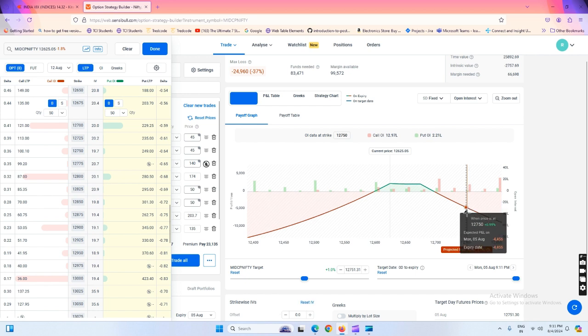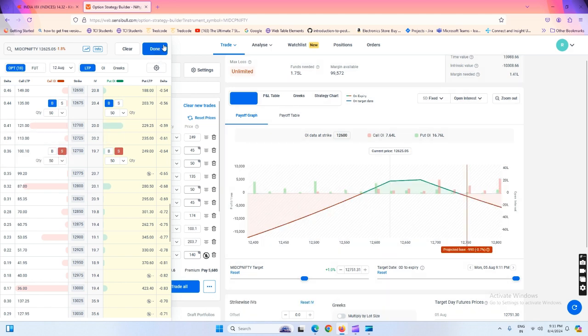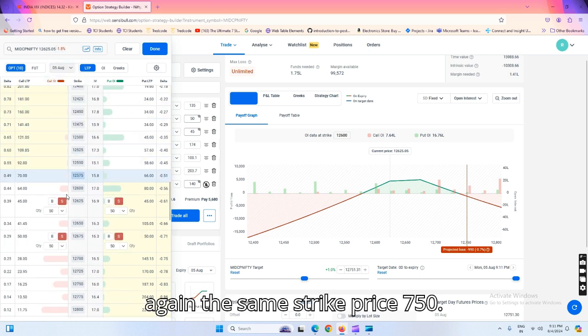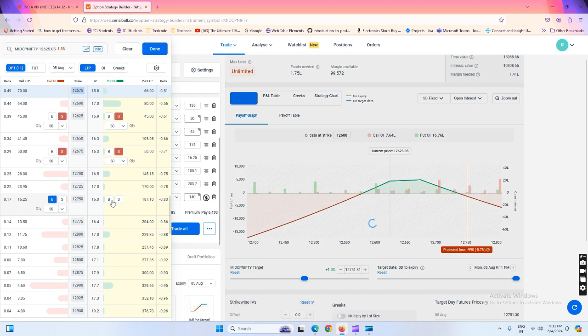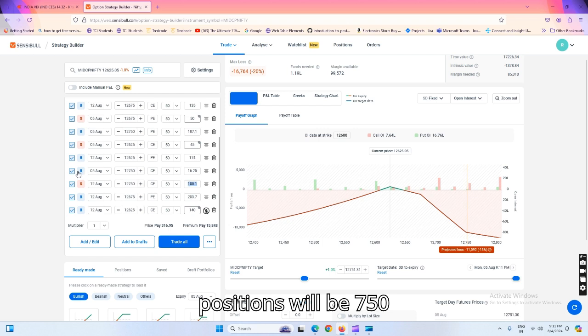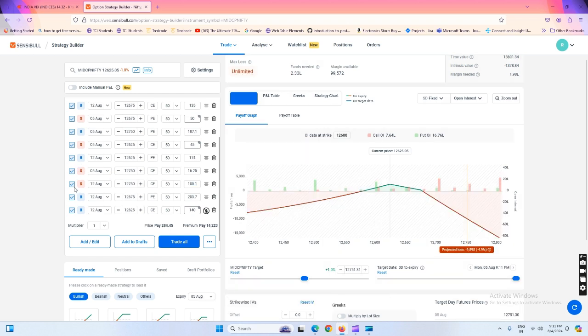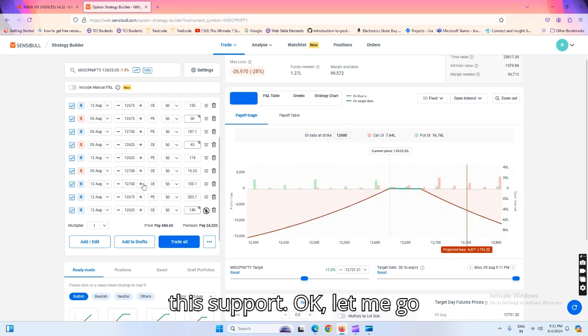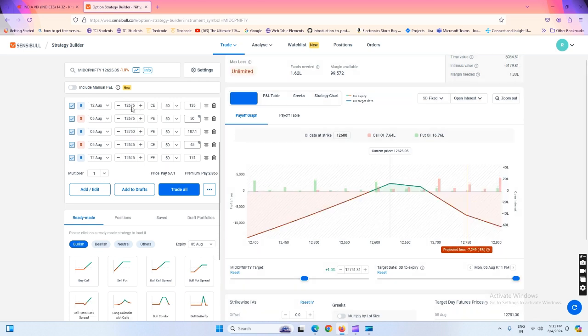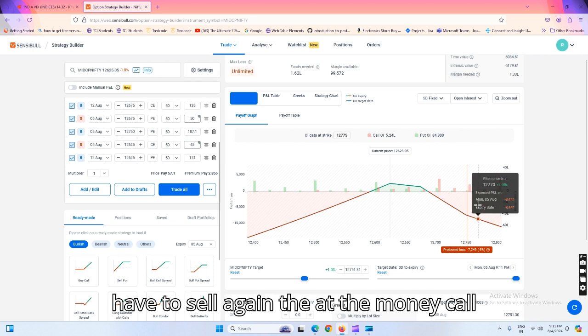Now go to 12,750 and sell the 12,750 strike price. At that time we have to buy again the same strike price, 750. And now the sell position will be the 750 call and this put. Okay, let me go, 675. Okay, now we have to sell again the at the money call and put.